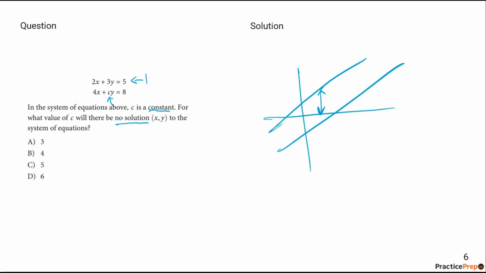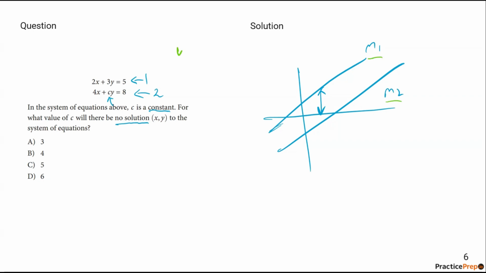Well, if we call this line number 1 and we call this line number 2, then the slope of line number 1 is going to be equal to the slope of line number 2. That's the condition when a system of linear equations has no solution. Now they want us to find C. So how do we do that? Well, we need to compare slopes. We need to make slopes equal.